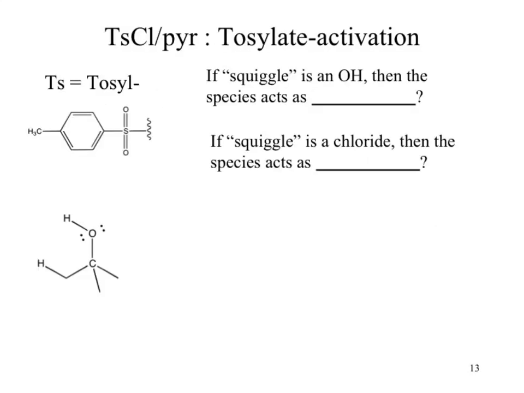Okay. Last one we'll look at is what's abbreviated as TsCl, and usually pyridine. This is yet another alcohol activation. We're looking at a tosylate activation. So the Ts stands for tosyl, and I've got the tosyl group shown just underneath there. You'll notice that I have that little squiggly line present, and that's because the tosyl functional group, if we want to call it that, has a couple different circumstances where it can show up.